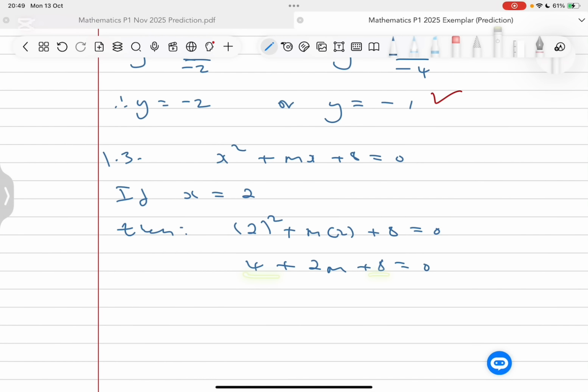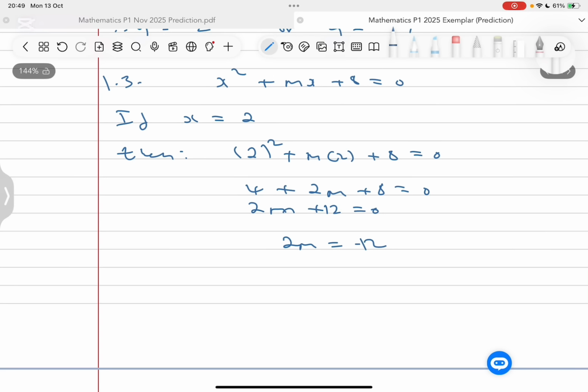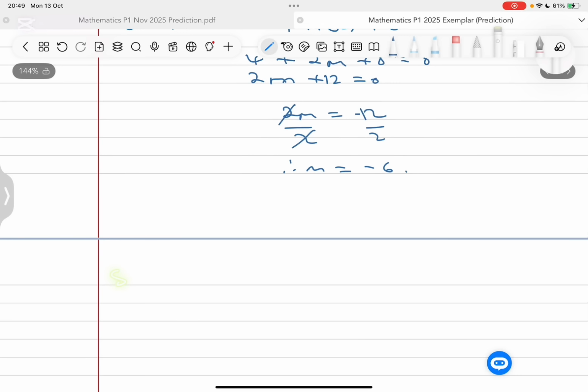Now the 4 and the 8 are like terms, so I'm going to have a 2m, and when you combine the two, they will give me a positive 12 is equal to 0. So this means I'm going to have 2m is equal to negative 12. When we take this 12 to this side, I'm going to divide both sides by the 2 here, and my m will be equal to negative 6, because 2 into negative 12 is negative 6.